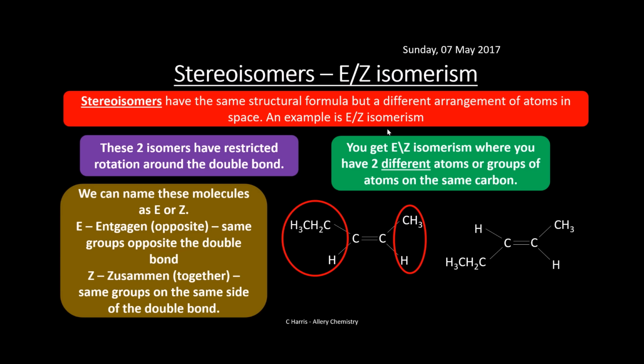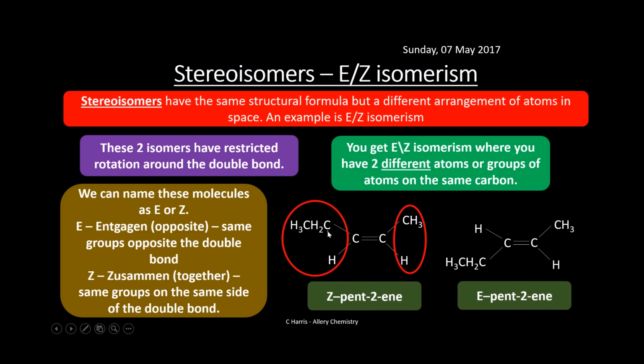We can name these molecules as E or Z. E stands for entgegen, which means opposite: the same groups are opposite each other across the double bond. Z stands for zusammen, which means together: the same groups are on the same side of the double bond. So let's label these ones. This one is Z-pent-2-ene, because the hydrogens are on the same side of the double bond. They're both at the bottom, so we call that Z-pent-2-ene. But look at the hydrogens here. They are now opposite each other across the double bond, so we call this one E-pent-2-ene. And it's pretty much as simple as that.